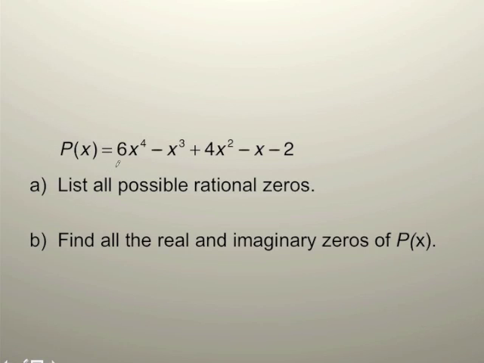Now this is an x to the fourth, so we'll expect 4. The factors for 6 are 1, 2, 3, and 6. The factors for 2 are 1 and 2.